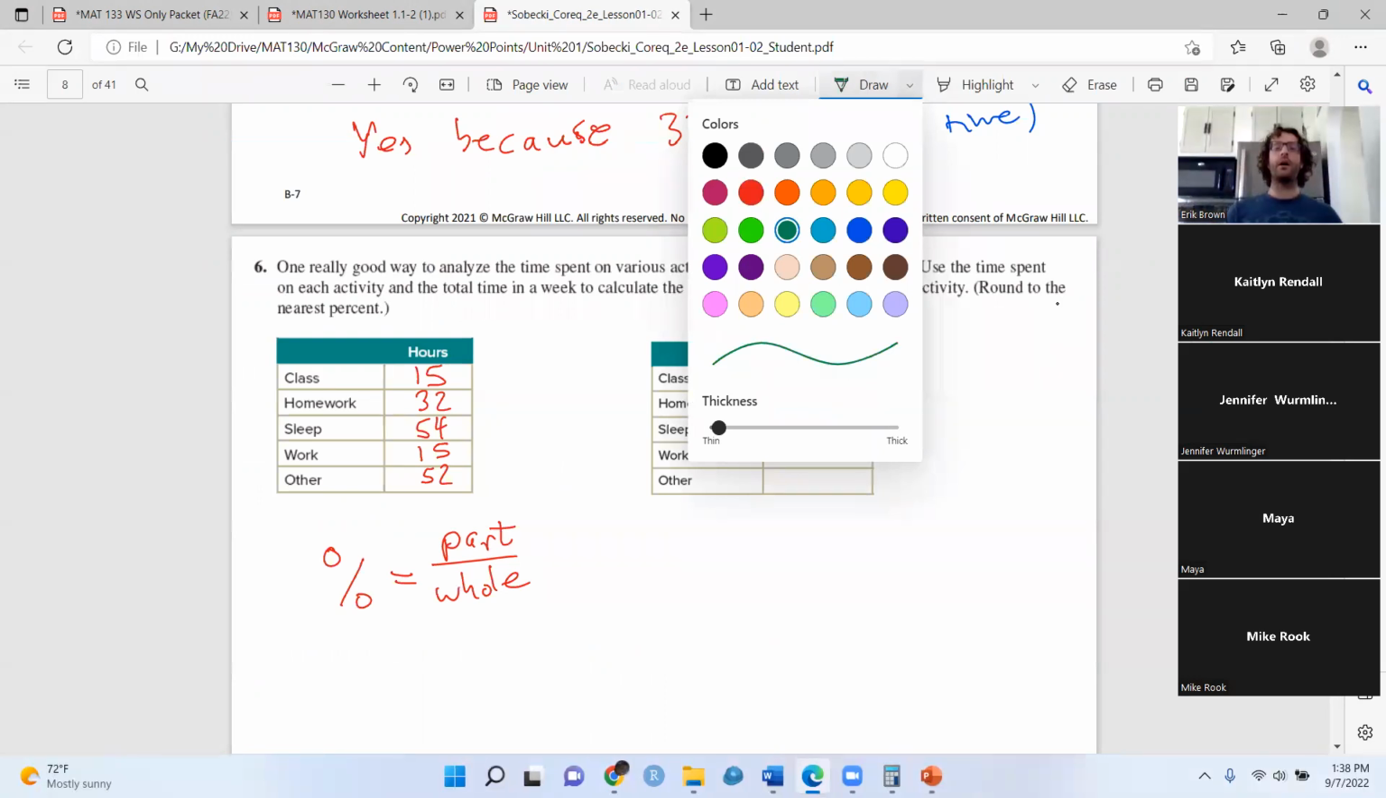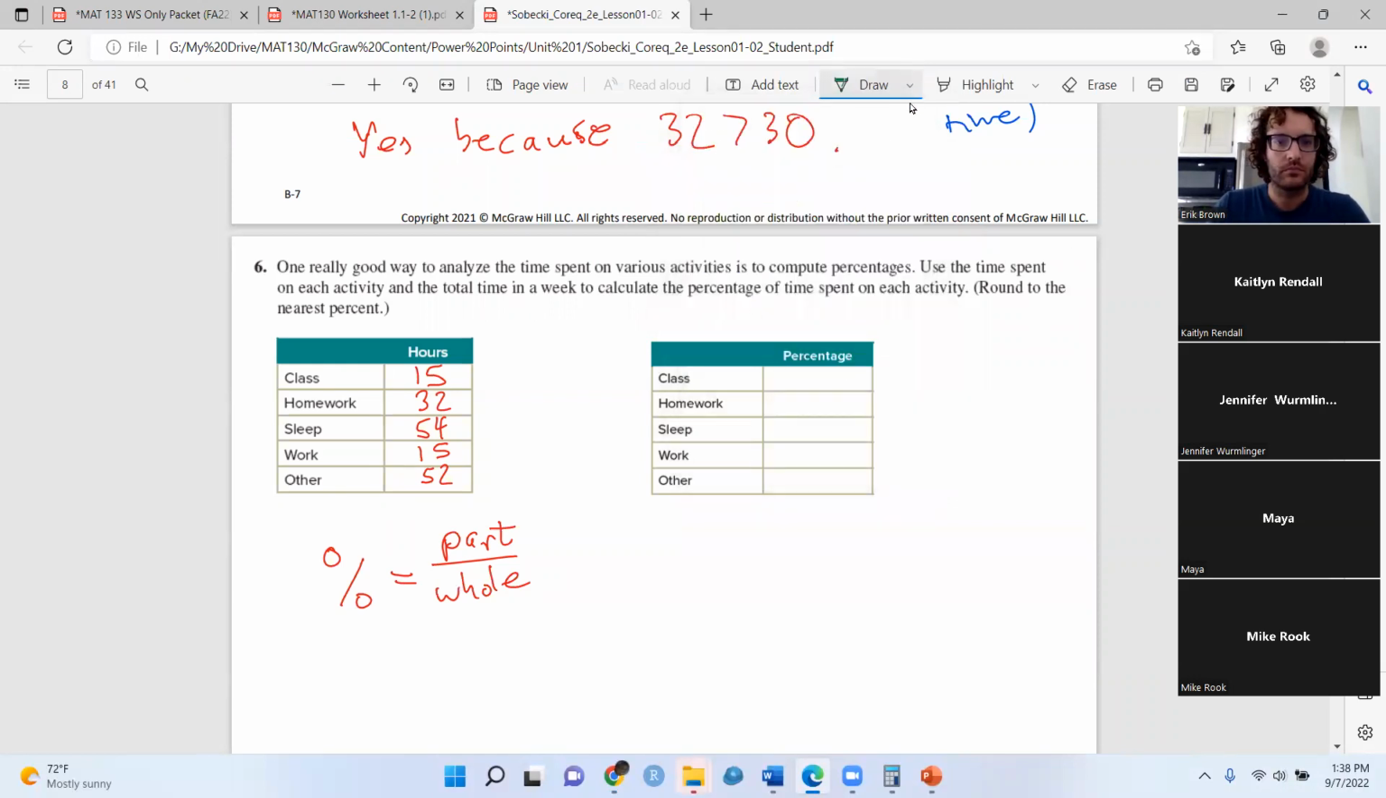Okay, so anyone know the whole in this scenario? 168. Nailed it. That's the week. So what's the part? The 15, 32, 54, 15, or 52. Nailed it. Each one of these. So what you're doing is you're taking each of these parts and dividing it by 168. That's going to give you a decimal. You're then going to convert that decimal to a percent, and you're done. Remember how to convert to a percent, multiplied by 100.